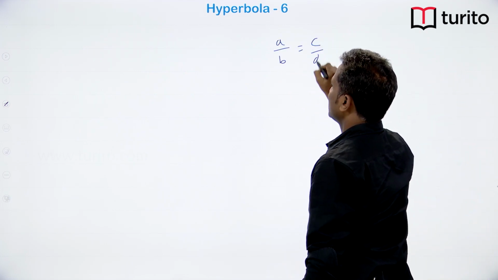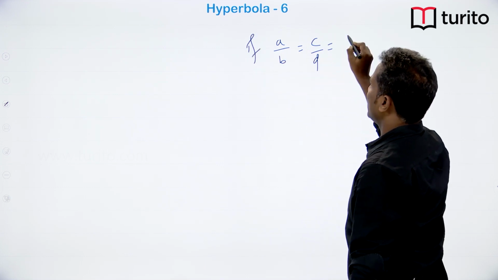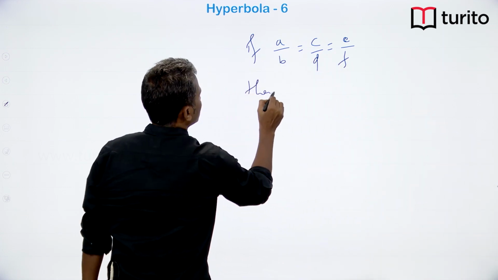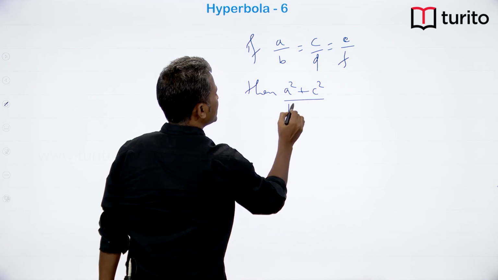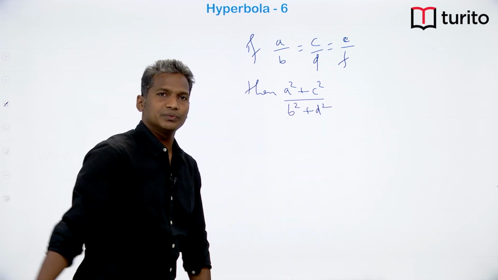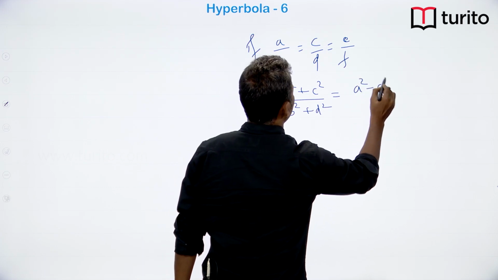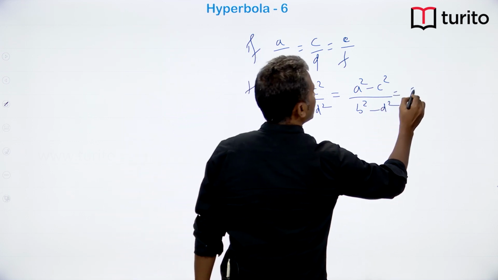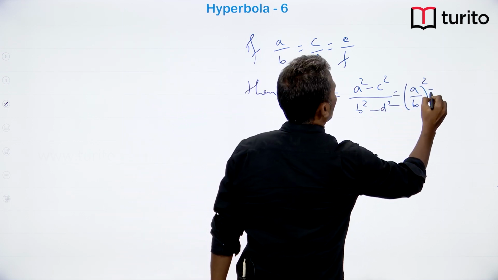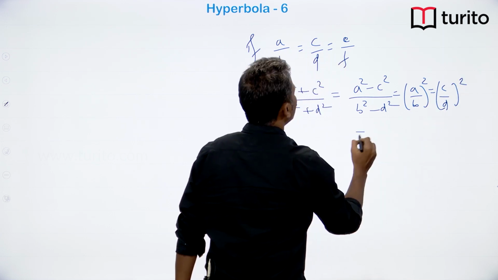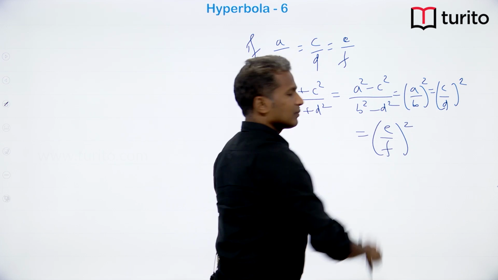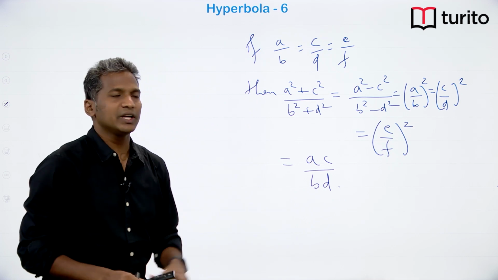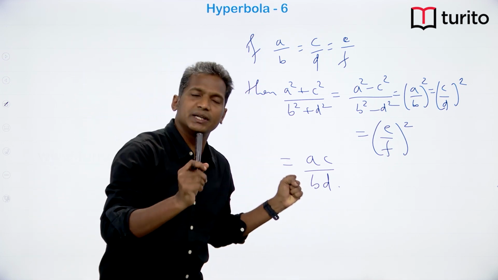You know this idea. If a by b equals c by d equals, let us say, e by f, then a square plus c square by b square plus d square is going to be the same as a square minus c square by b square minus d square, which is the same as a by b whole square, or c by d whole square, or e by f whole square, or it is also equal to ac by bd. These kinds of ideas we can use whenever required, especially in coordinate geometry.